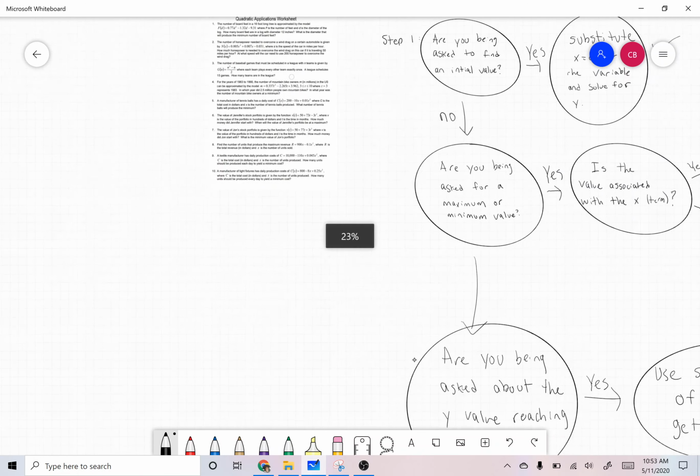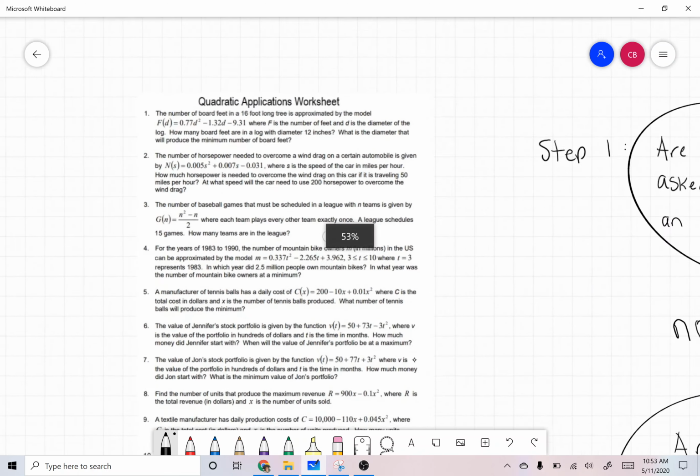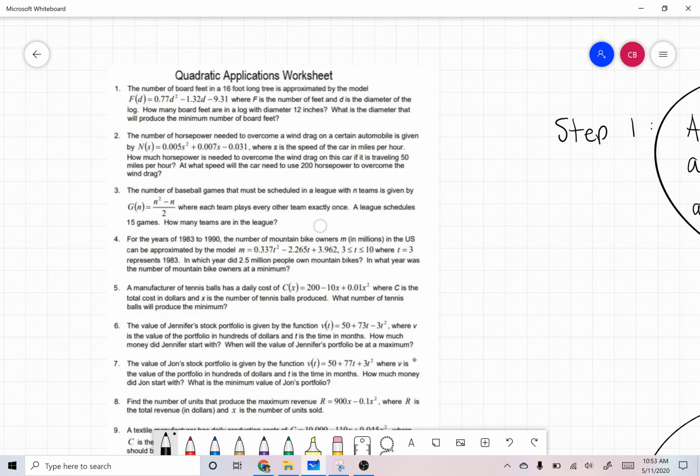So let's look at a problem up here, or a couple of these. I suggest writing down this stuff, so maybe pause the video and write down what is written in the bubbles so you have the flow chart. Number one says the number of board feet in a 16-foot long tree is approximated by the model. Okay, so I'm just looking at the formula. The numbers don't matter so much, but where f is the number of board feet and d is the diameter of the log. How many board feet, that's f, are in a log with diameter of 12 inches?